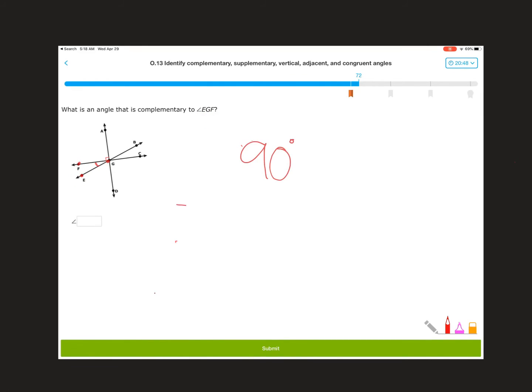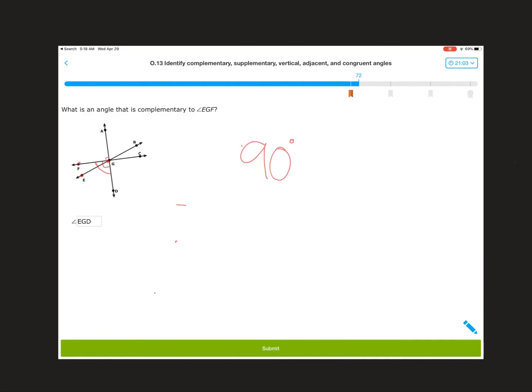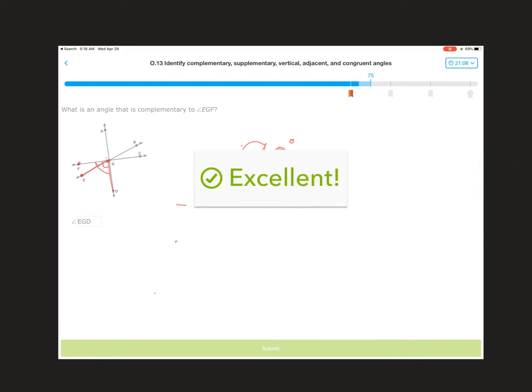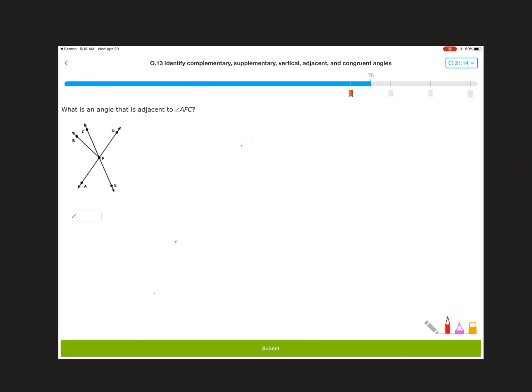EGF plus what will give me that 90 degrees? EGD. Not only are they complementary, those two angles would be adjacent. And I think our video is almost done. Submit. We're at Smart Score 76. You are more than done. Let me see. My overachiever here. Do I do this problem? I did not. Okay, so this was a voiceover because my iPad did not record my audio.